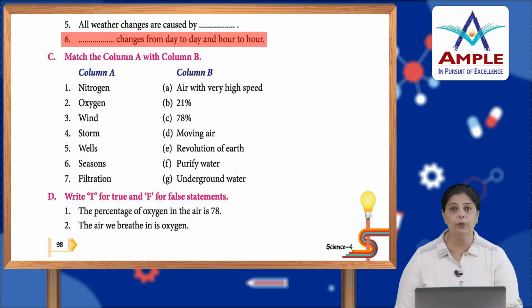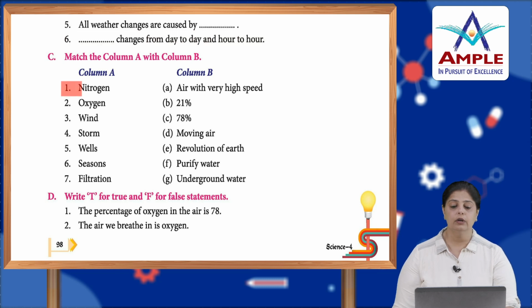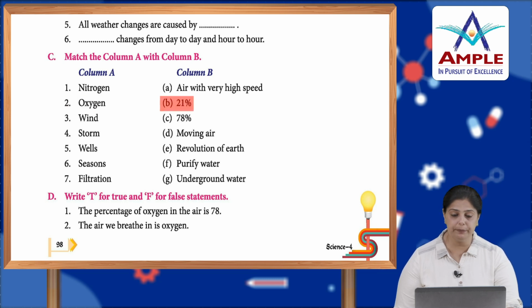What changes? The weather. Okay, now match the column. Nitrogen is 78%, oxygen is 21%. What is wind? Wind is moving air. Storm is air with very high speed. What are wells? They are the source of underground water. Seasons occur due to the revolution of earth, and filtration is a process of purifying water.